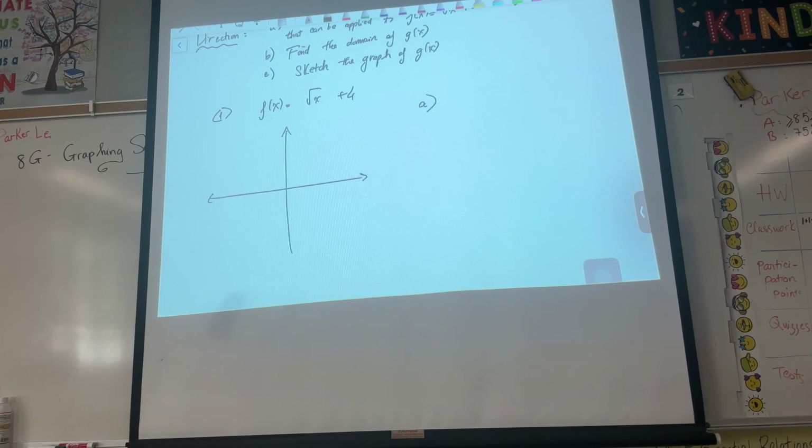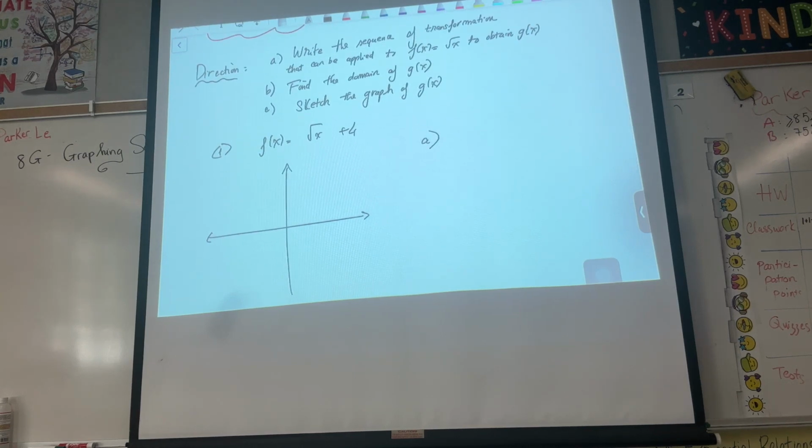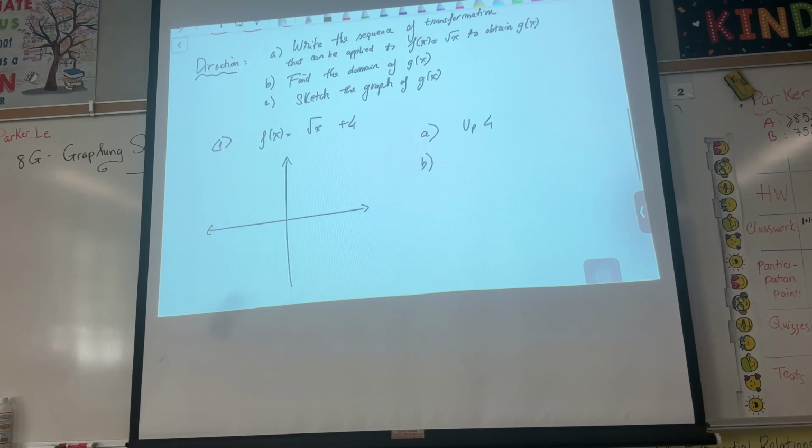Okay, let's get back here. Write the secret information. Can someone tell me what kind of move it is? You go up by 4. Very good. Now, Kayla, can you help me also find the domain? Remember, the inside of the square root needs to be non-negative.